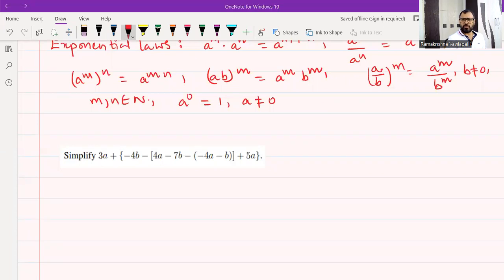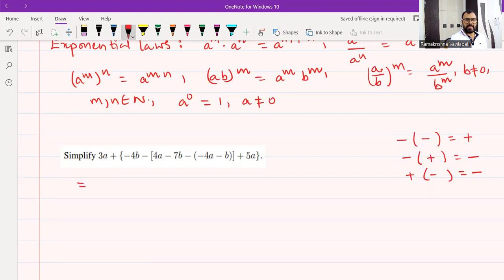Simplify this expression. Once again, I'm telling that minus of minus equals plus. Minus of plus equals minus. Plus of minus equals minus. So these three rules are very, very important. So we have to simplify this expression by opening the bracket.